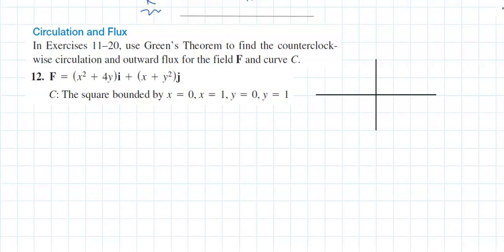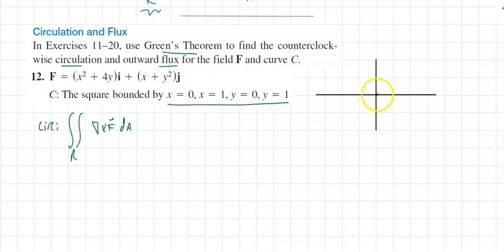Okay, now looking at number 12, we don't have to verify anymore. It says use Green's theorem to find the circulation and the outward flux. Well, circulation is really going to be the double integral over the region of del crossed with f dA. And keep in mind what they're talking about here: x equals 0 to x equals 1, and y equals 0 to y equals 1. If I was to do this using 16.2, I would have had to call this C1, C2, C3, and C4, and do this in 4 separate integrals. Now, all I have to do is find the area of that region, and that's it.